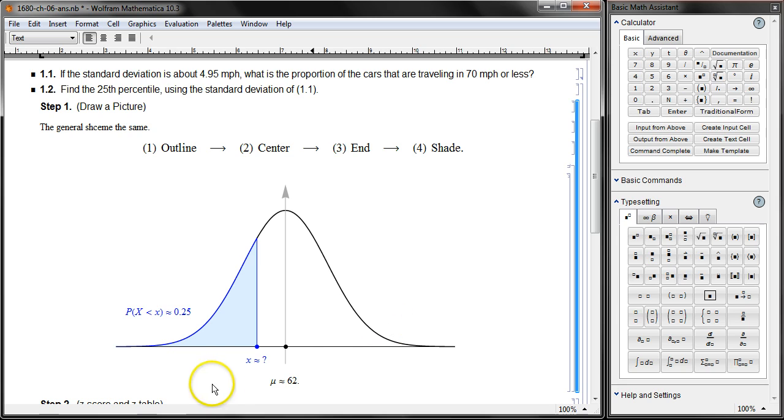So it should be a little bit less than 62, because right at 62, you're going to get half and half. So the 25th percentile is a little bit less than 62. And we are looking for this x value. This probability is 0.25. How do we get that? We have to go backward.